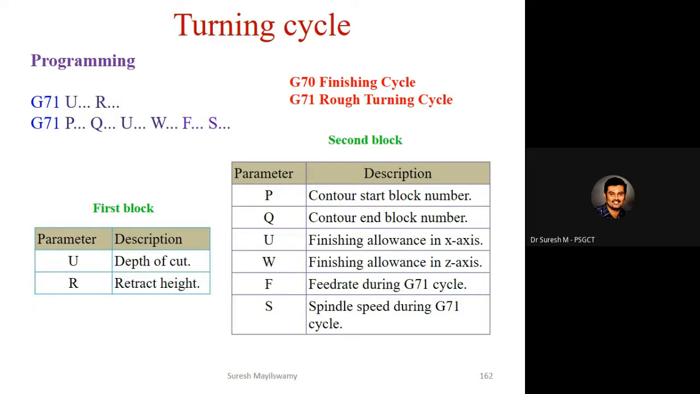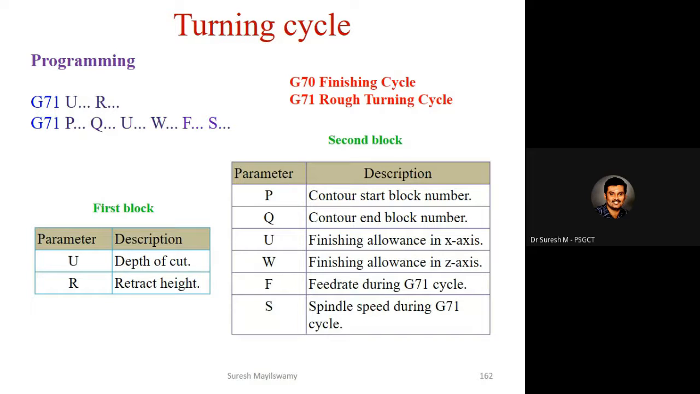In the first block, U and R are the depth of cut and retract height. What is the depth of cut for this particular operation? After reaching the end point, the tool should move upward. That height is called the retract height. In the second block, we have P, Q, U, W, F, and S. P is the contour start block number, Q is the contour end block number, and U is the finishing allowance in the X-axis.